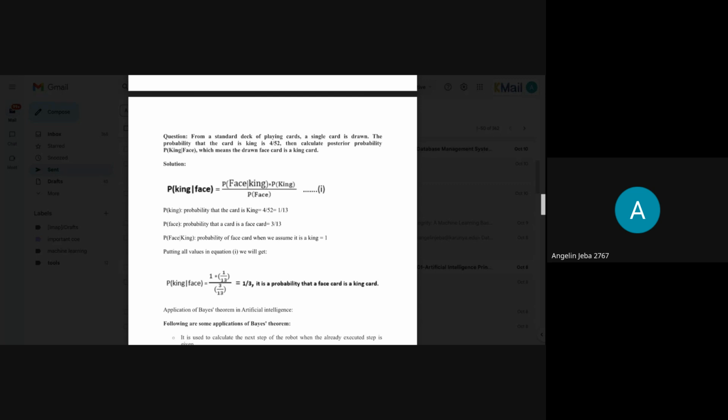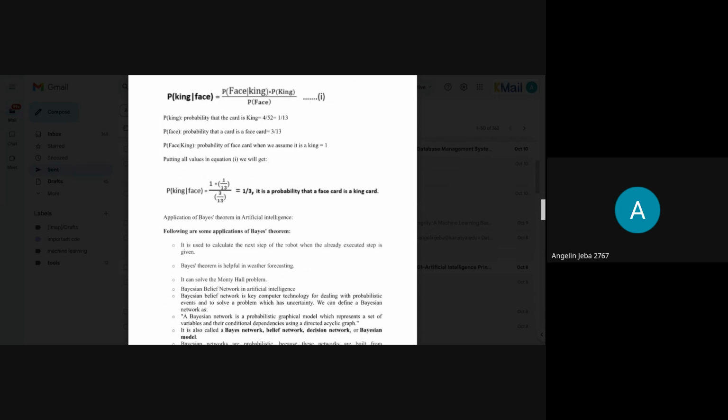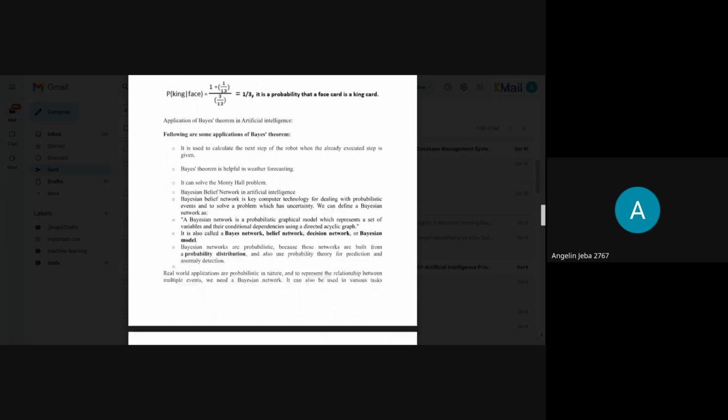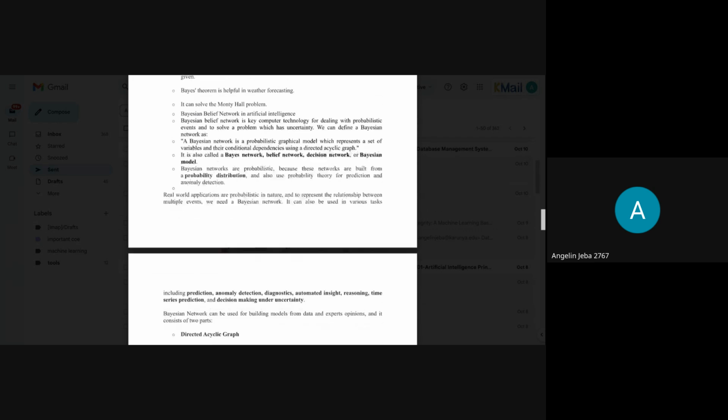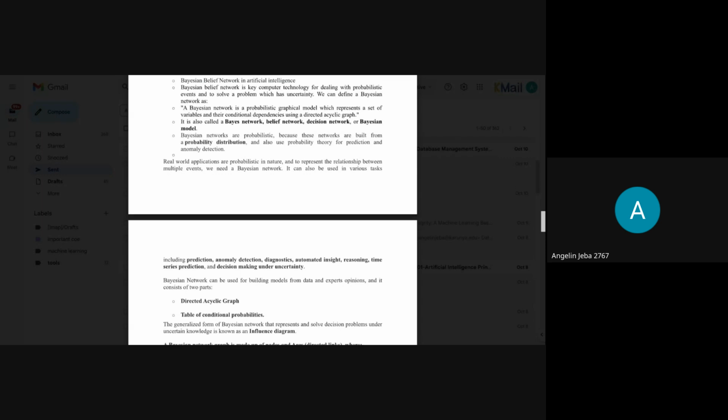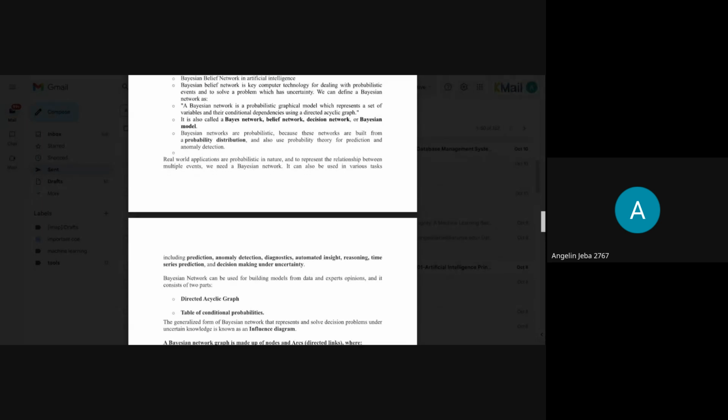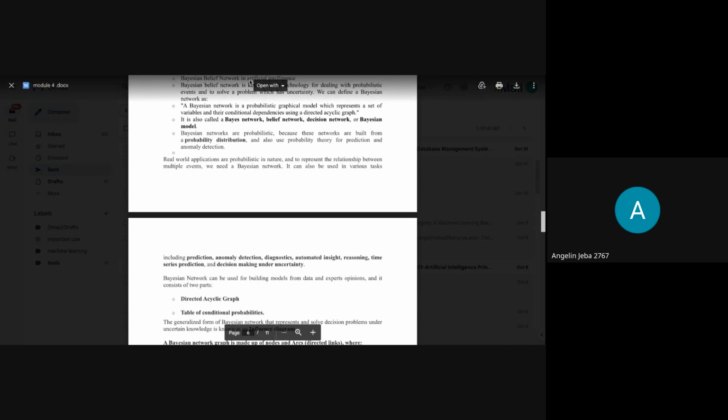So the probability of a face card is a king card. Okay, so some applications where we apply Bayes theorem: it is used to calculate the next step of the robot when the already executed step is given. It helps in weather forecasting. It helps to solve the Monty Hall problem, and it is used in the Bayesian belief network in artificial intelligence, dealing with probabilistic events and probability for predictions.